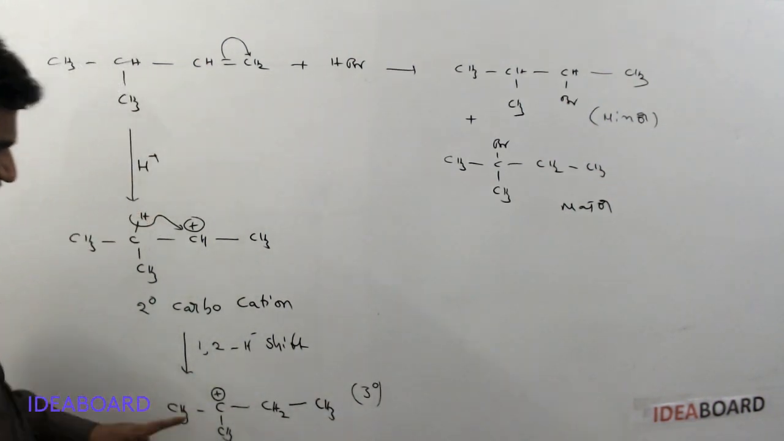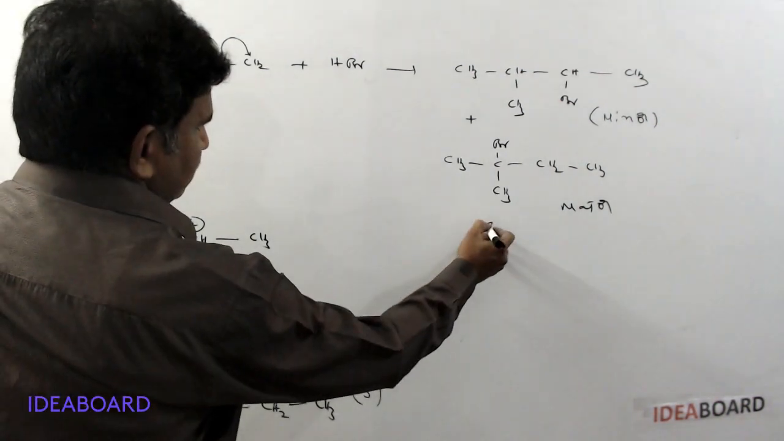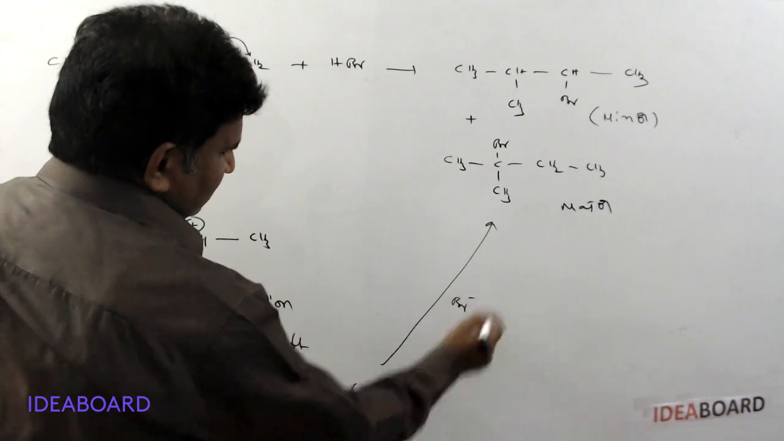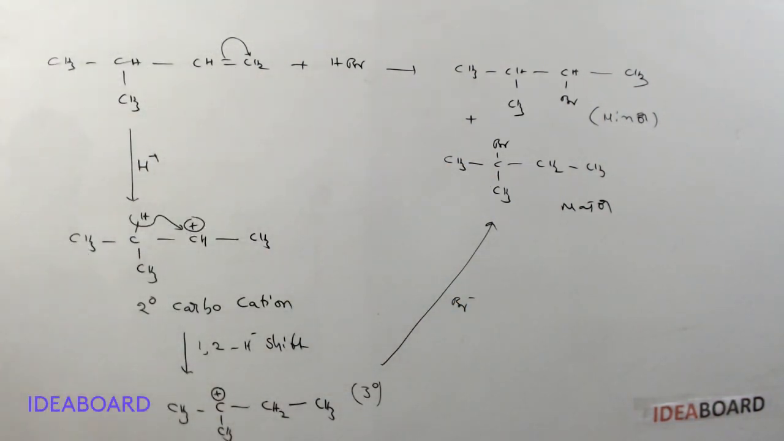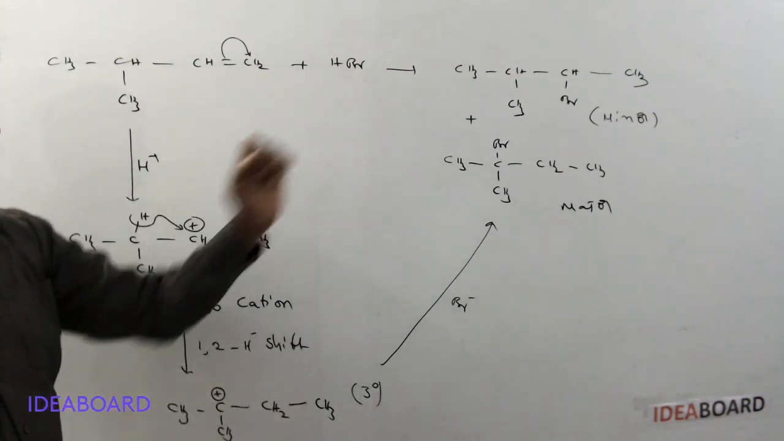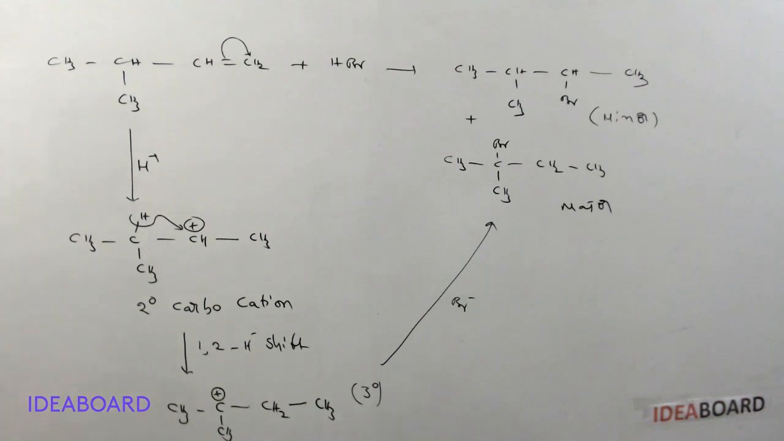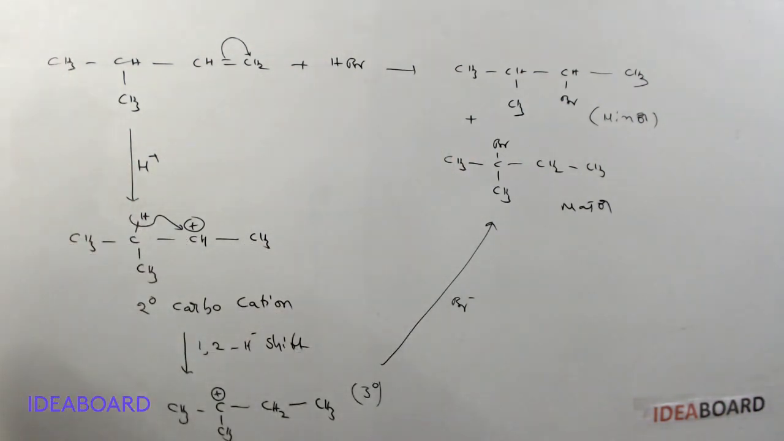This tertiary carbocation is more stable than the secondary. So now to this we add Br minus, and so we get this as the major product. Please remember the hydride shift occurring here. Because of the hydride shift, we are getting this as the major product.